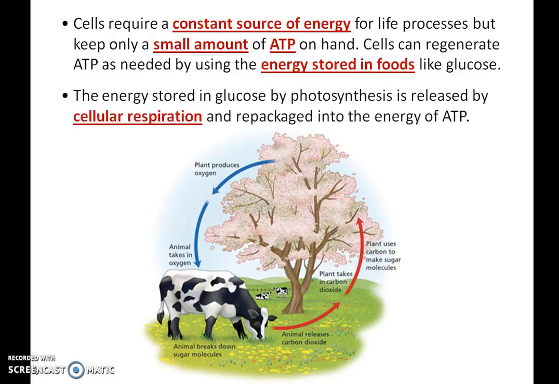The energy stored in glucose by photosynthesis is released by cellular respiration and repackaged into the energy of ATP. So, think about photosynthesis and cellular respiration being opposite processes. Photosynthesis is going to build up the glucose, and cellular respiration is going to break down the glucose.